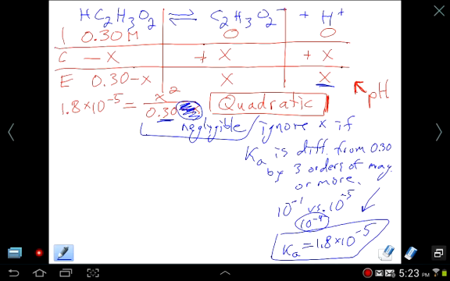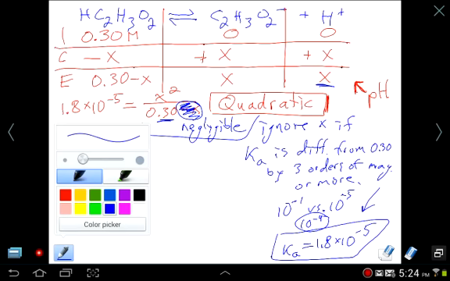For the most part, for most of these acid-base problems, you'll be justified in ignoring x. And this will help you solve these problems. In fact, you'll see here how quickly we can solve this problem having ignored x. Let's go back and finish up the problem.